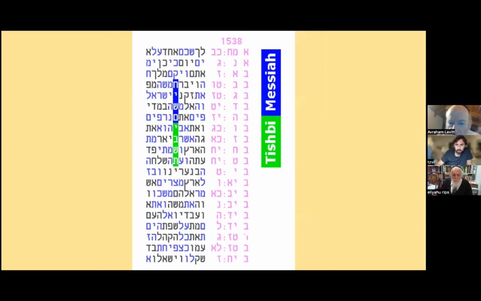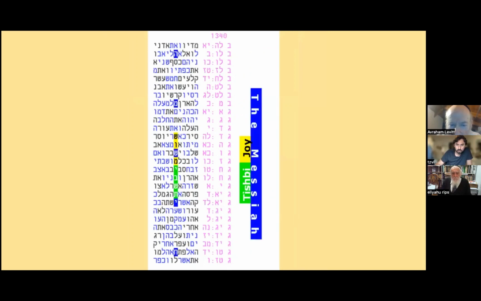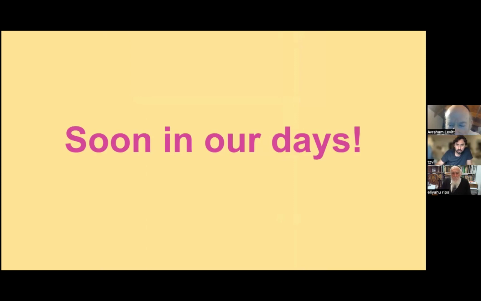And then when we look for recombination of these ideas, we see Tishbe and Messiah meet with Joy, and Joy and Tishbe meet with Messiah. So soon in our day. I had to go fast to repeat everything, but I'm happy I did, because I think it's worth repeating.